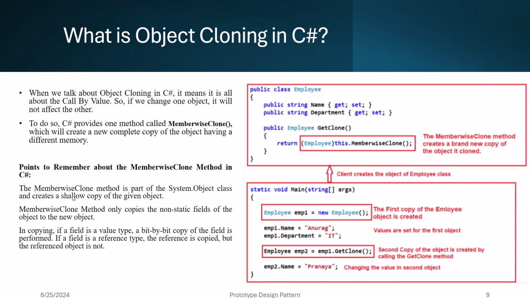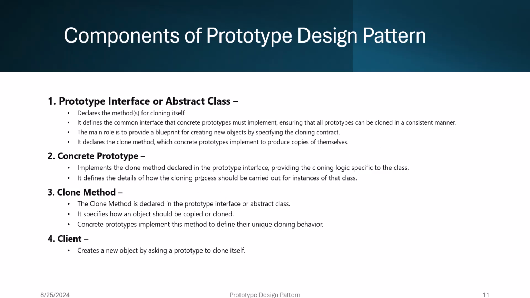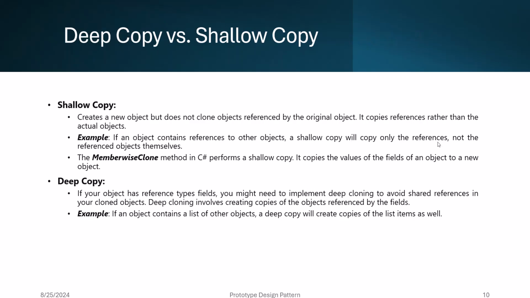So what exactly is shallow copy and deep copy, we can look into that next. Shallow copy creates a new object but does not clone objects referenced by the original object. It copies the references rather than the actual objects. One example is when the object contains a reference to another object. A shallow copy will copy only the references and not the referenced objects themselves. So as we have seen, the MemberwiseClone method in C# is a shallow copy. It copies the values of the fields of the object to the new object.